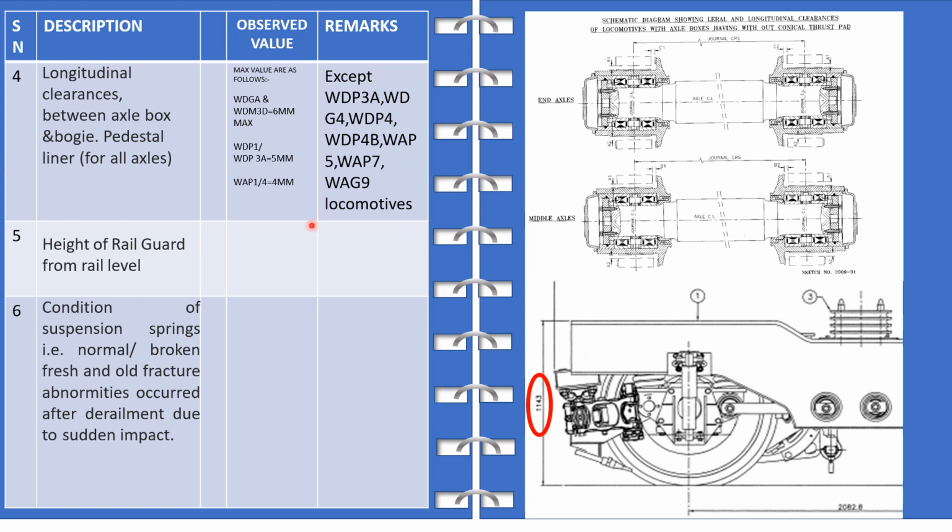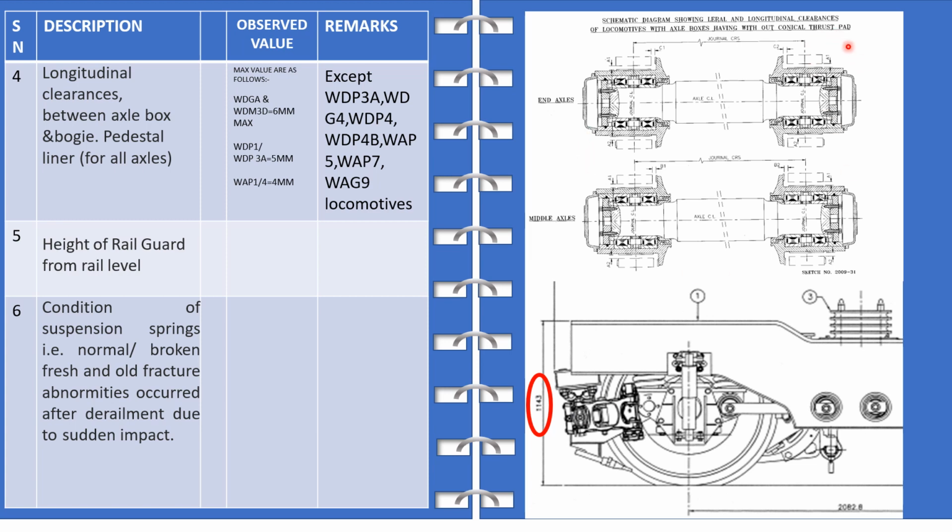Next we have longitudinal clearances. So these are the locomotives where exceptions have been given, and where to measure the maximum values are as follows. For WDGA and all these locomotives have been mentioned here. For WDP1, WDP3A, it's 5 mm. And for others, it's 4 mm. So here we take the longitudinal. See here, if we enlarge this view, we can be easily seeing this value. So here this value and this value, these both are to be added for obtaining the total value of longitudinal.